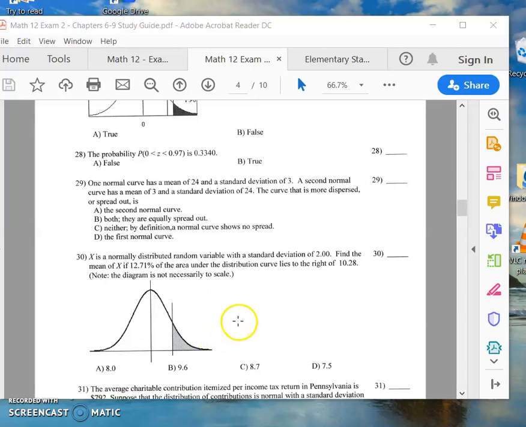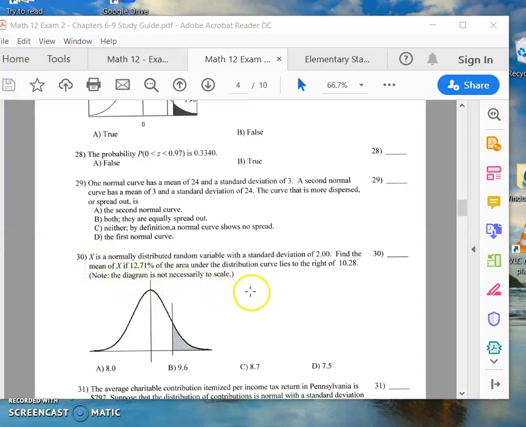All right, ladies and gentlemen, I'm going to do a couple of videos discussing the standard normal distribution. This particular video is problem number 30, and this is from the study guide that I sent out previously for chapters 6 through 9.